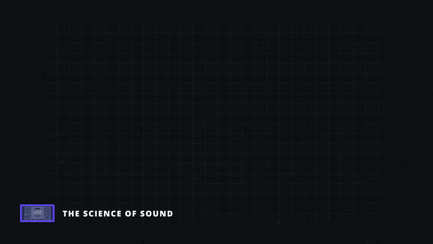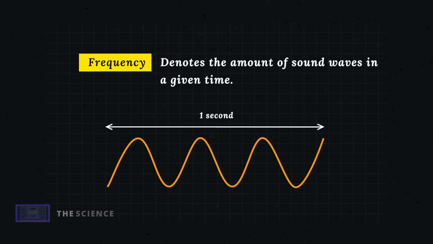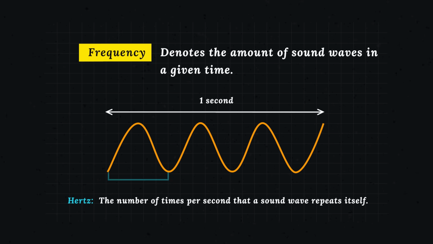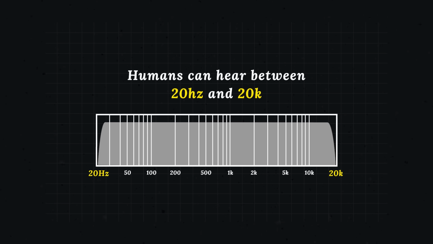Another sound measurement is frequency, which denotes the amount of sound waves in a given time. This is denoted in hertz, which is the number of cycles per second. To our ear, frequency is tied to pitch. The higher the frequency, the higher the pitch.